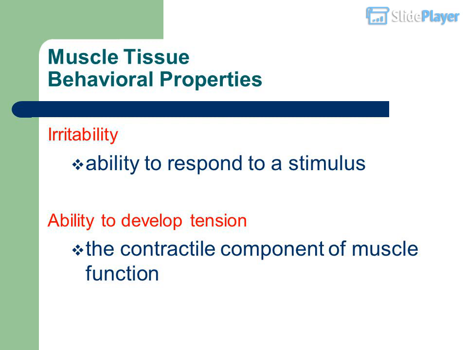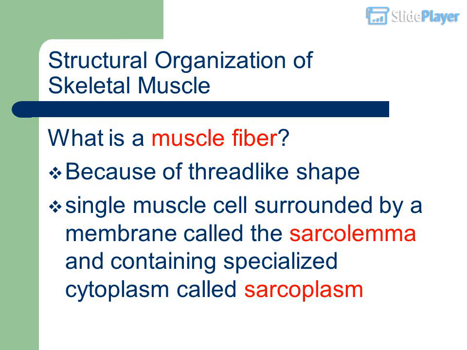Muscle tissue behavioral properties. Irritability. Ability to respond to a stimulus. Ability to develop tension. The contractile component of muscle function. Structural organization of skeletal muscle.